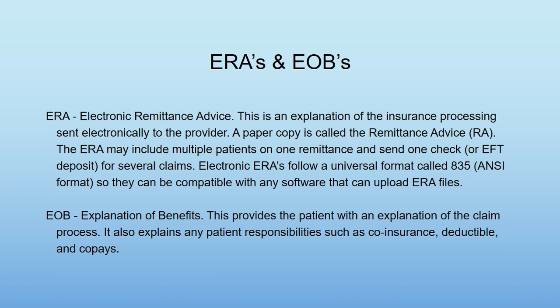ERAs and EOBs, I just wanted to define what those are and what the differences are. The ERA stands for Electronic Remittance Advice, and this is an explanation of the insurance processing that's sent electronically to the provider. A paper copy is called a Remittance Advice and is abbreviated just as an RA. But the ERA may include multiple patients on one remittance advice, like we mentioned on the previous slide, and they'll usually send one check or one EFT deposit for several claims.